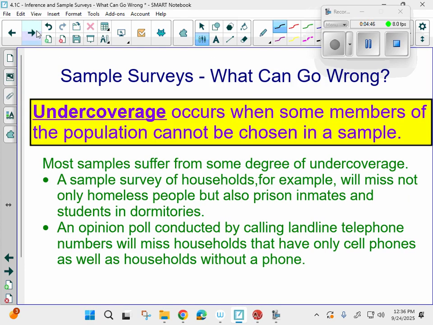Okay, what can go wrong? Undercoverage occurs when some members of the population cannot be chosen in the sample. For example, if you decide you're going to send something out to houses, or you're going to go knock on some doors, all right, and you randomly pick like 10 houses in your neighborhood to go ask some question to, I guess if you're pertaining to your neighborhood, you're okay. But if you're trying to pertain to just like everyone in that area, you're going to miss out on the homeless people.